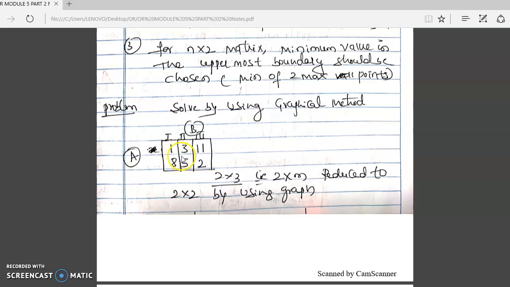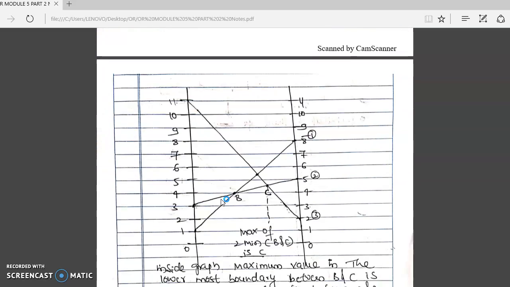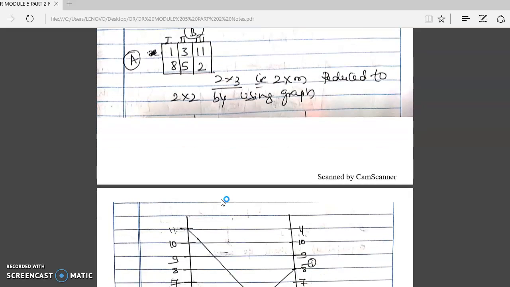The first example is given. It is of 2 rows, 3 columns, so we can say it is of the first type, 2 cross m. It can be reduced to 2 by 2 by using the following graph. Here we are going to draw two vertical lines. The first vertical line indicates the values of the first row. The second vertical line indicates the values of the second row.